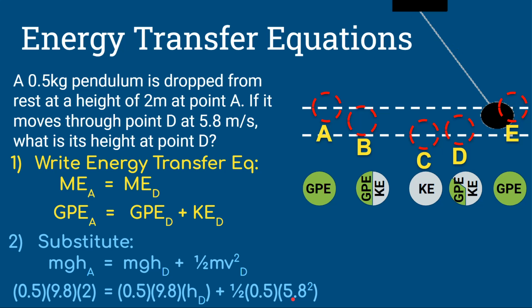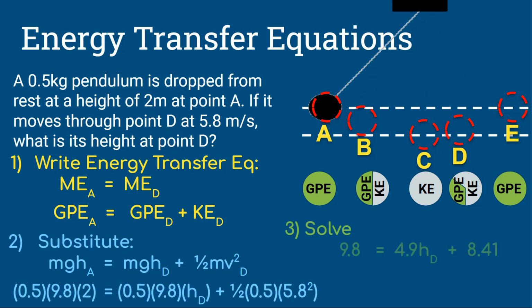Okay, so from here, it's just algebra. The hardest part is writing the equation. If you can write that equation, you should be good. I mean, you might make a silly mistake, hopefully not, but the hardest part is writing the equation out. Okay, so let's go ahead and solve this one. That's 9.8 on the left, we already knew that. 4.9h plus, and all this mess right here, this 1/2 times 0.5 times 5.8 squared, is 8.41.